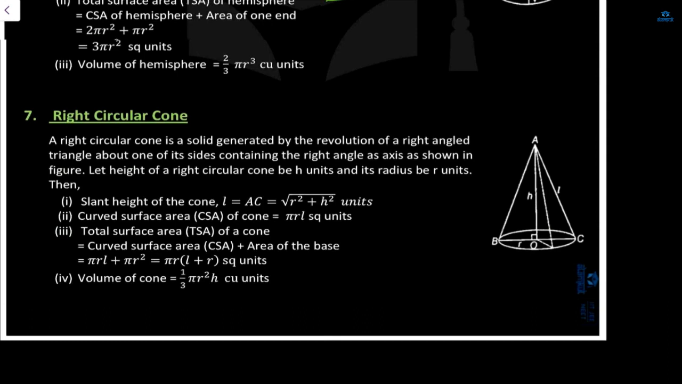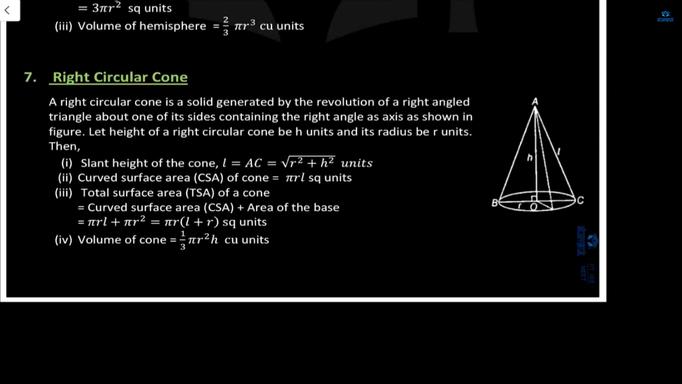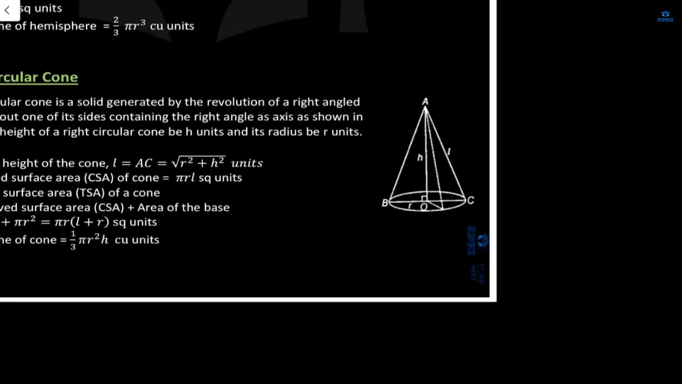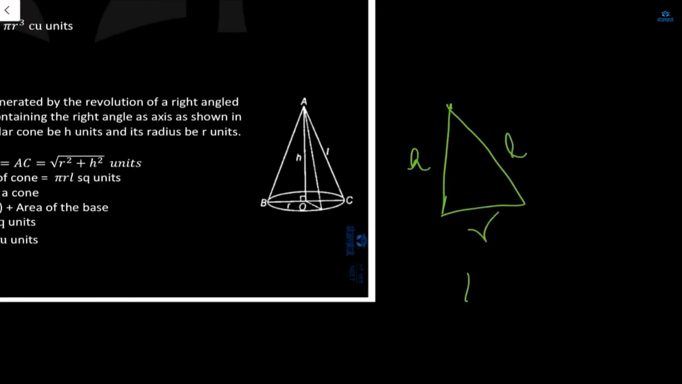Now the slant height, this l: the Pythagoras theorem is applied here. If you see a triangle like this, this is the lateral height, this is h, and this is r. If you apply the Pythagoras theorem, l will be equal to root of r square plus h square. So that is the lateral height.